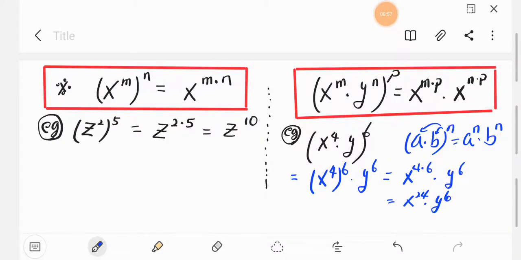So this formula is important. You know, if the base is a product, then you can assign the exponent to each factor in the base, like this. Okay, so what I mean is this one. This is also important.